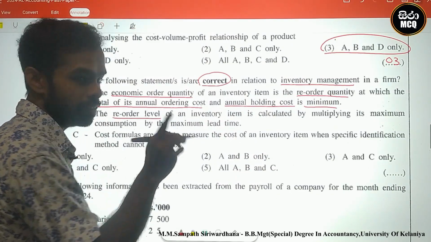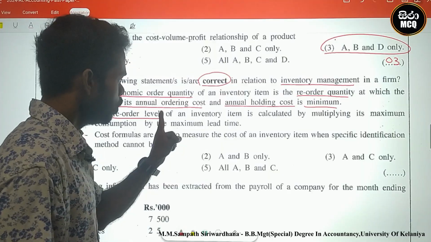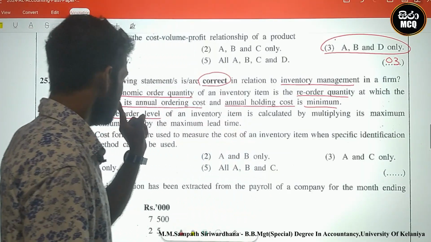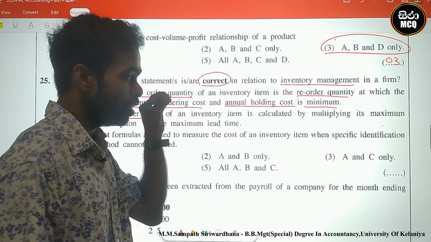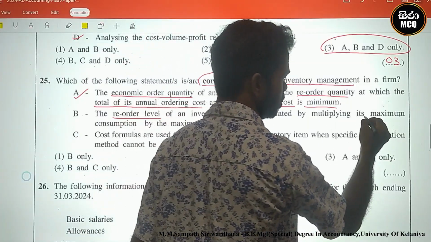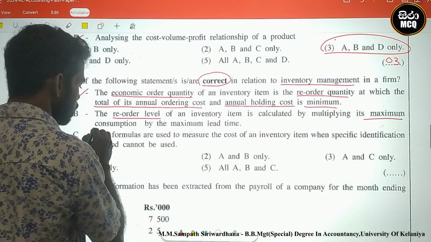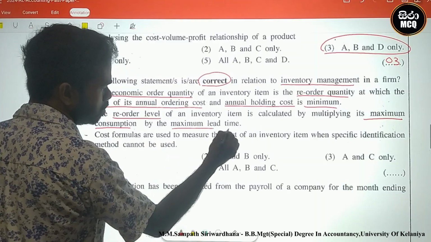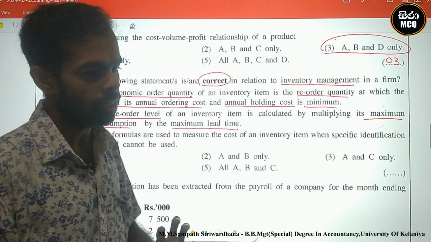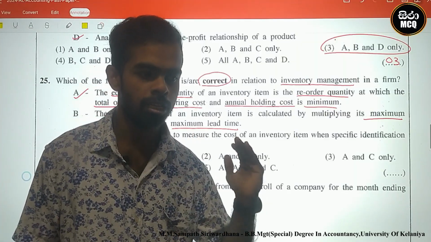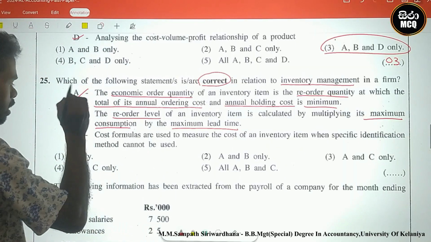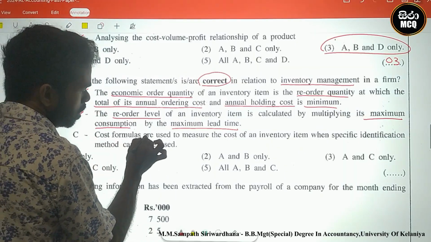Reorder level. Okay, the reorder level of an inventory item is calculated by multiplying its maximum consumption by maximum lead time. This is correct. You know, reorder level is calculated as maximum consumption multiplied by maximum lead time. This is the correct one. Okay, next one.